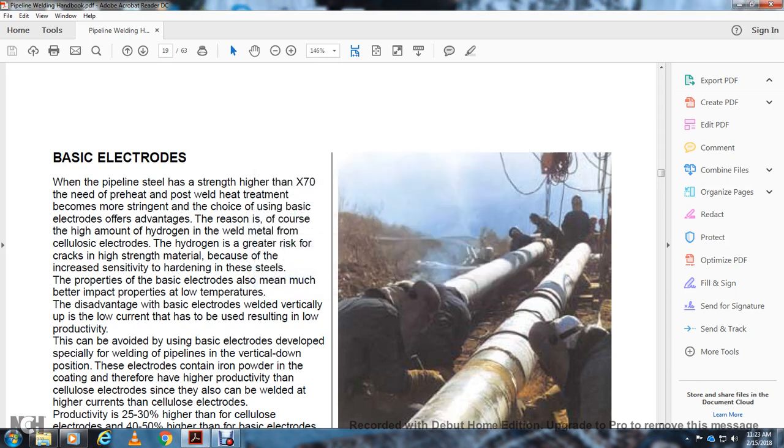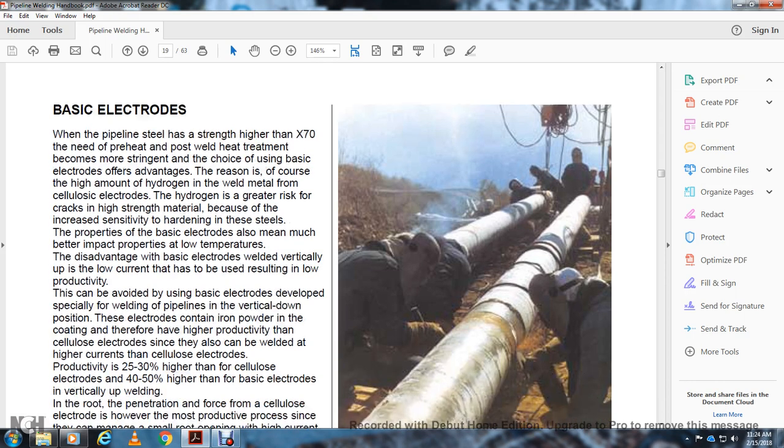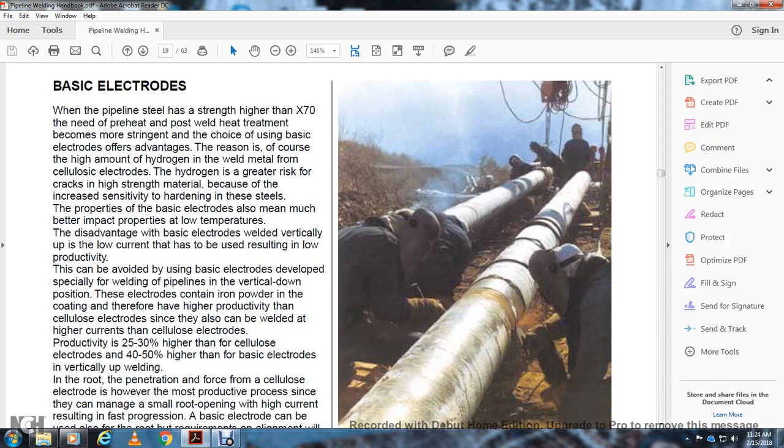In these steels, the property of the basic electrode also means the weld must be impacted with low temperature properties. A disadvantage of basic electrodes is that in vertical welding, the low current that has to be used results in low productivity. To avoid this, basic electrodes were developed especially for welding pipeline in the vertical down position, containing iron powder in the coating, so they have higher productivity than the cellulose electrodes.